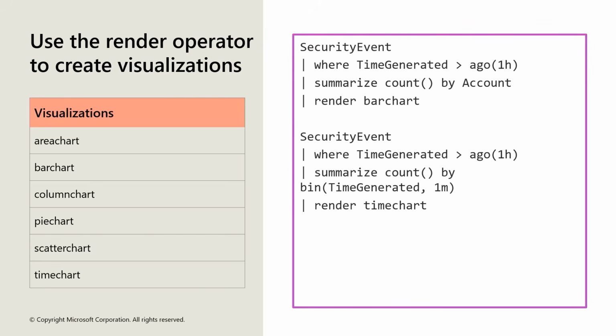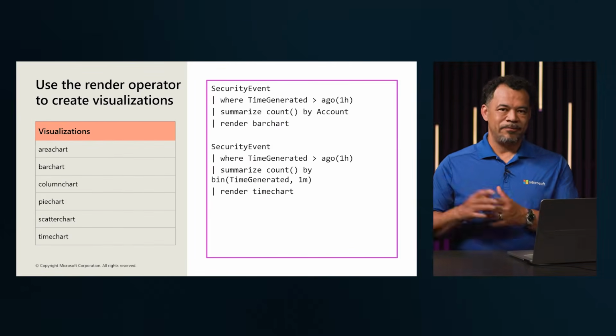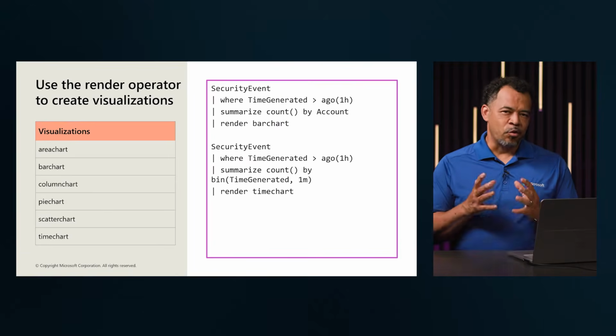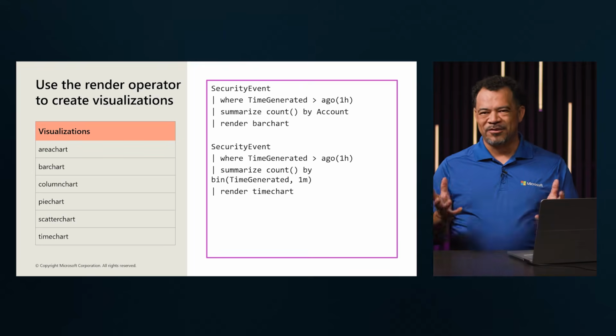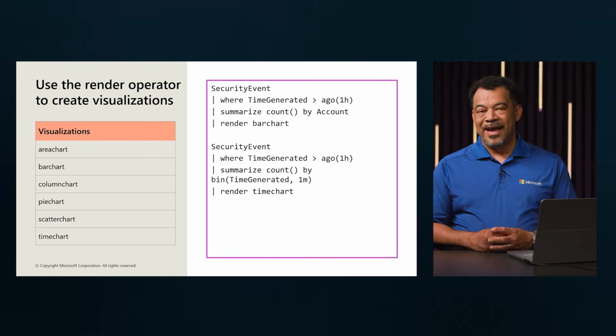The second query also looks at events from the past hour, but groups them in 1-minute intervals using the bin(TimeGenerated, 1m) command. It then counts the number of events in each time slice and uses the render timechart command to show how activity changes over time. Both queries use summarize count to aggregate the data, but they focus on different dimensions, one by account and the other by time. The render operator is what turns a query result into visual charts, making it easier to spot trends or even anomalies at a glance.